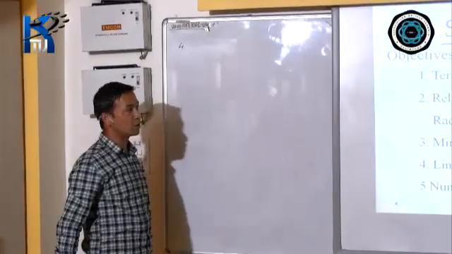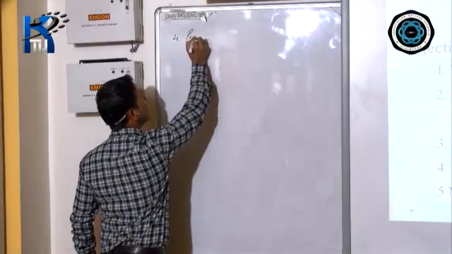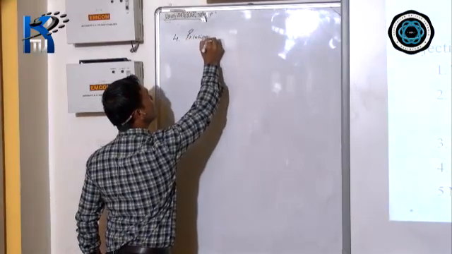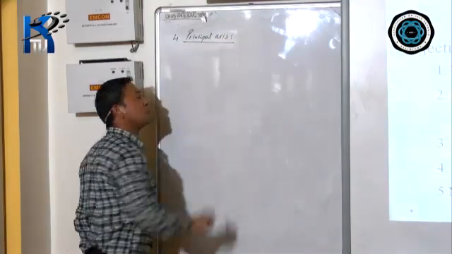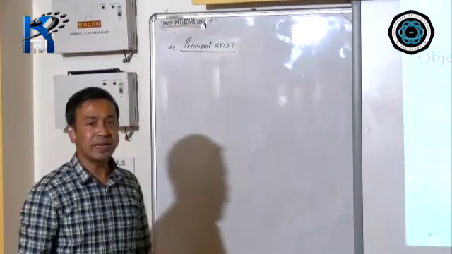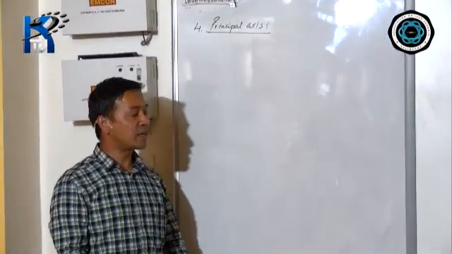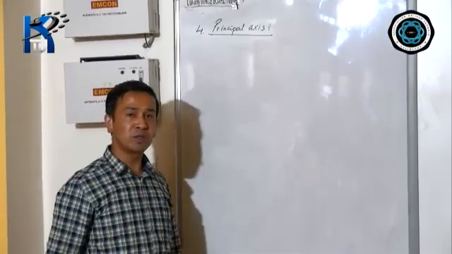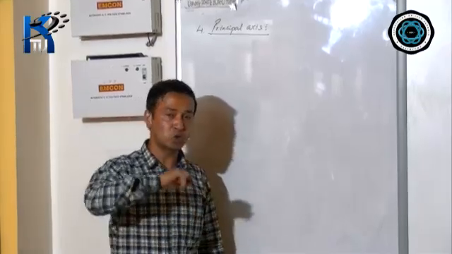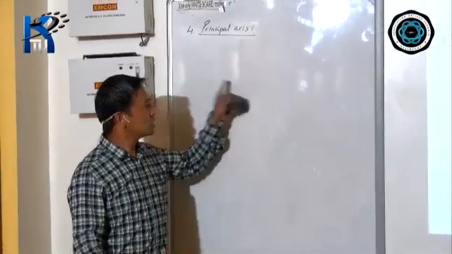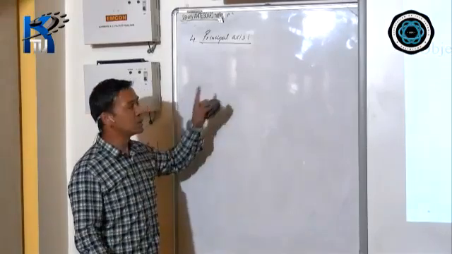Now the fourth term for spherical mirror that we define is called principal axis. Principal axis is actually a straight line or imaginary line that always passes through the center of curvature and the pole of a spherical mirror. So any imaginary or straight line that passes through the center of curvature and the pole of a spherical mirror is defined as the principal axis.